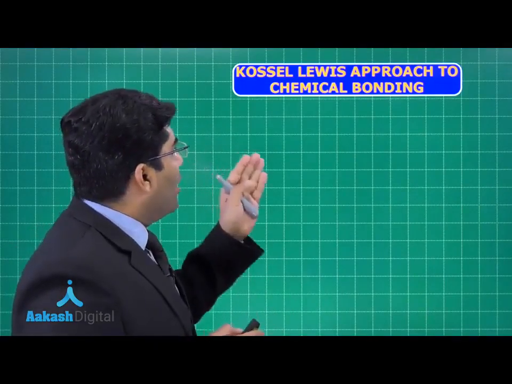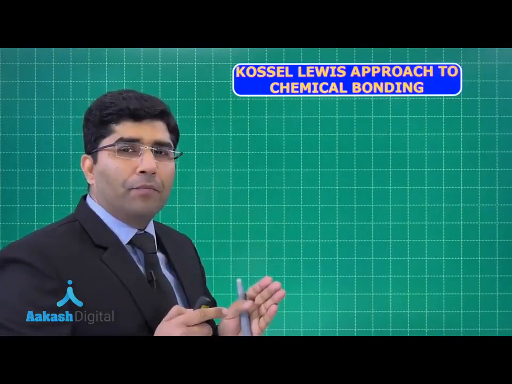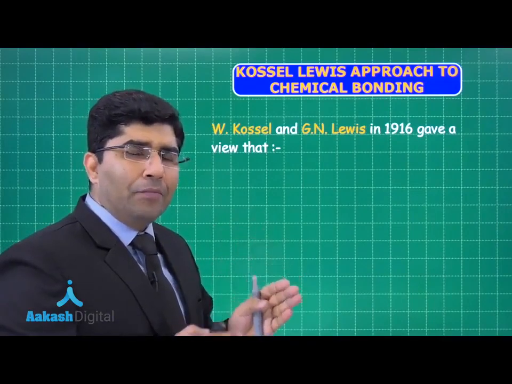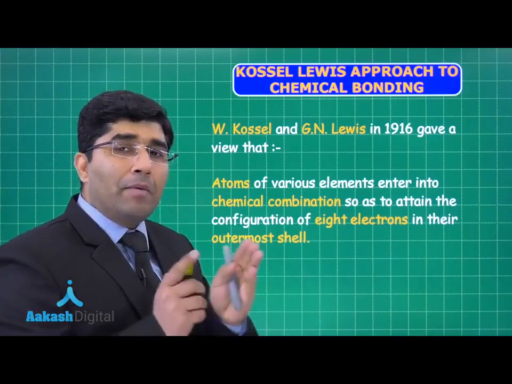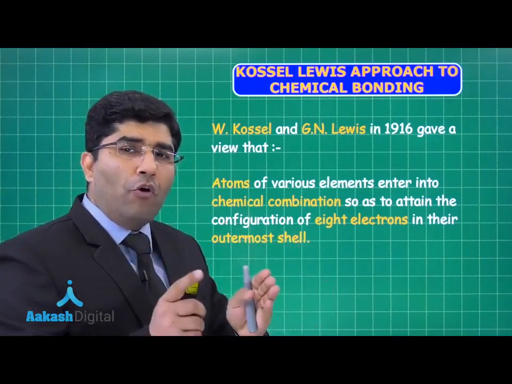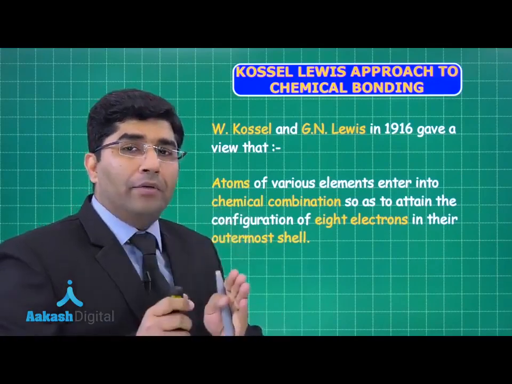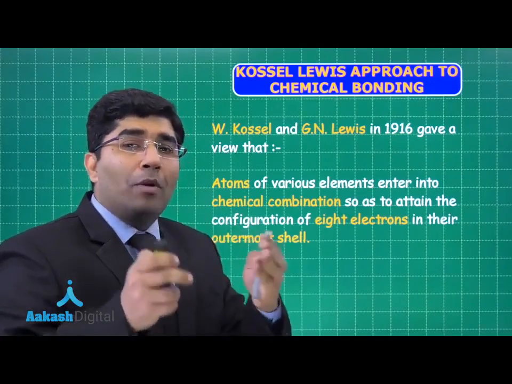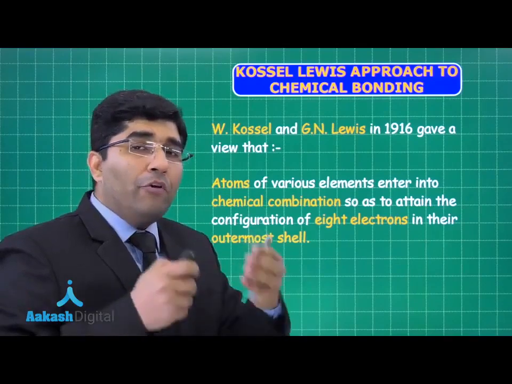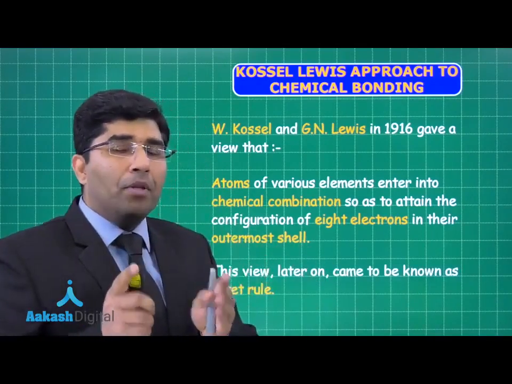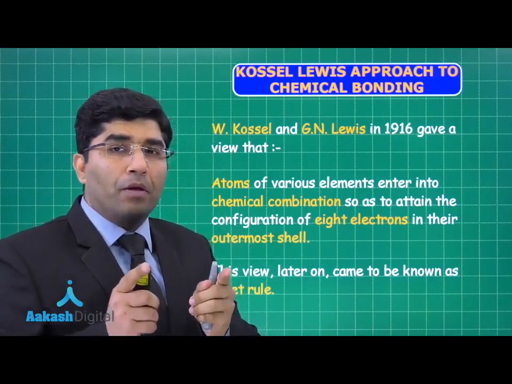Now, the Kossel-Lewis approach to chemical bonding. What Kossel and Lewis said in 1916 was that atoms combine chemically to form chemical bonds to complete their octet or to acquire the noble gas configuration. Their view later on became the octet rule. Right?